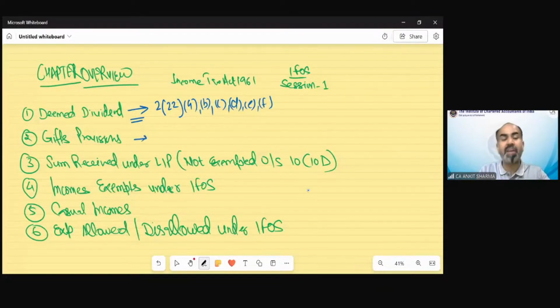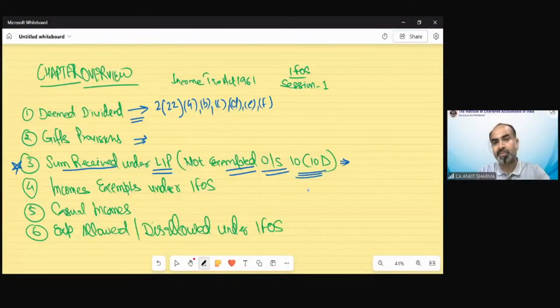Then gift provisions are very, very important, whether it's monetary gifts or non-monetary gifts. So gifts are going to be taxed under income from other source in specific conditions. So these provisions we are going to discuss in this chapter. And a very important and recent amendment regarding this topic is the sum received under life insurance policies, etc. So if you receive any sum under a life insurance policy that is not exempted under section 10(10D), what are these cases? How are we going to tax them, etc.? So a huge provision regarding this we will cover in this topic.